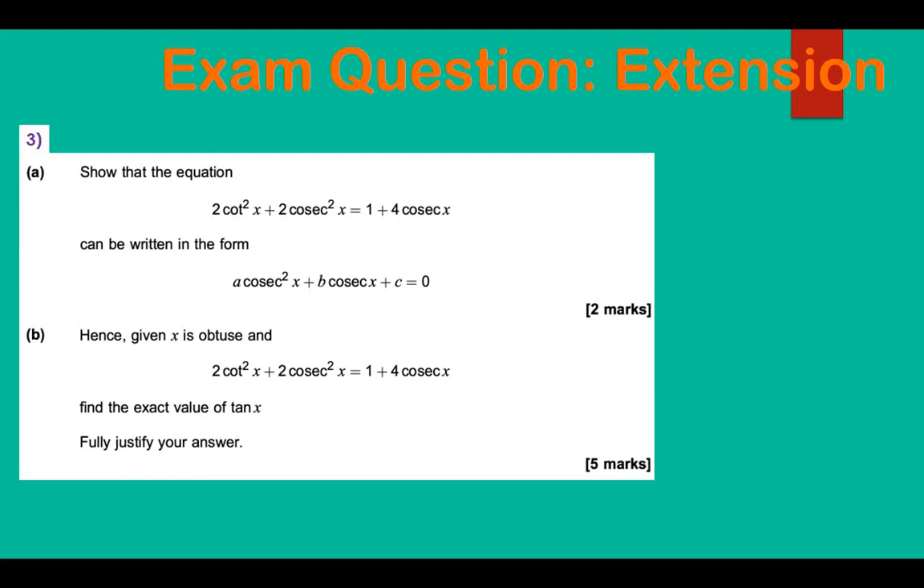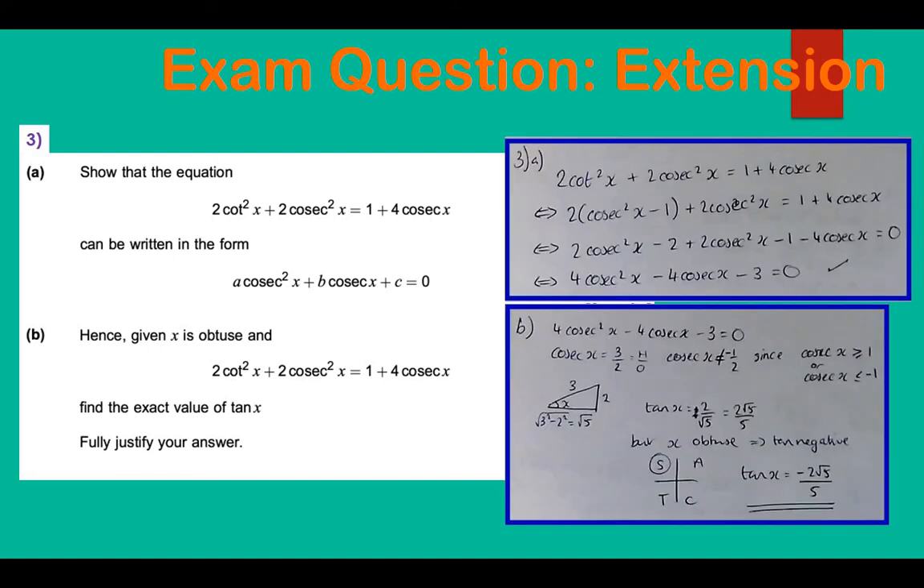Here's a more challenging exam question, but in a similar style to the ones you did in AS. And then here comes a solution.